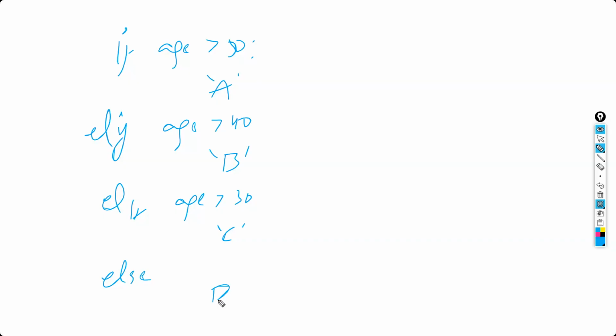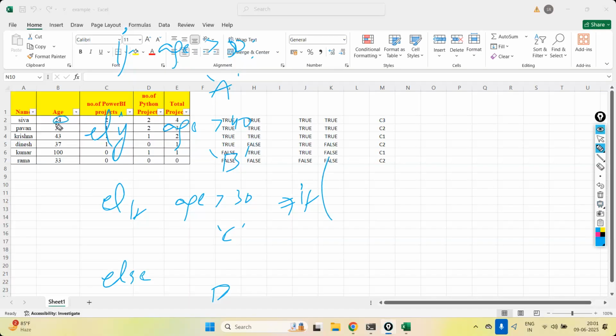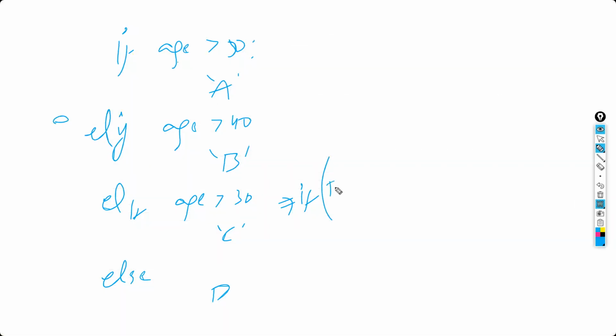How to write it in Excel? First, start with the IF. In the IF, we are going to consider age. Where is the age? What is the cell number? B2. So I am going to consider B2. B2 is greater than 50. Means this one was completed.